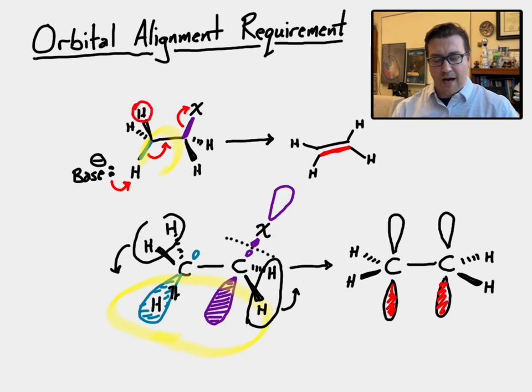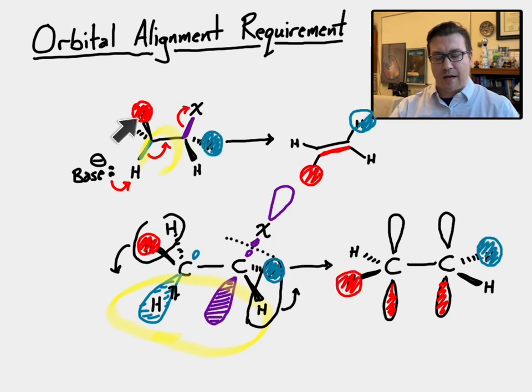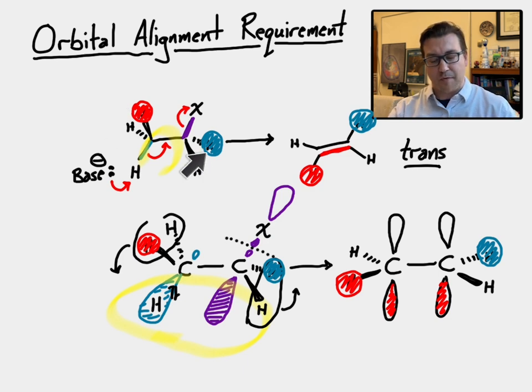If you were to highlight one of these locations with a red ball and one of them with a blue ball, you'll see that the orientation that they start in is how they finish. In this case, the red ball and the blue ball are on opposite faces of this page, and they wind up on opposite sides of this alkene. So we can now say that this is a trans alkene that's being formed.